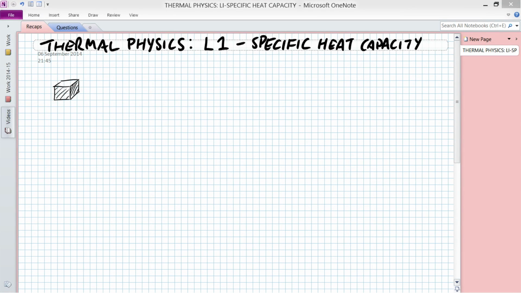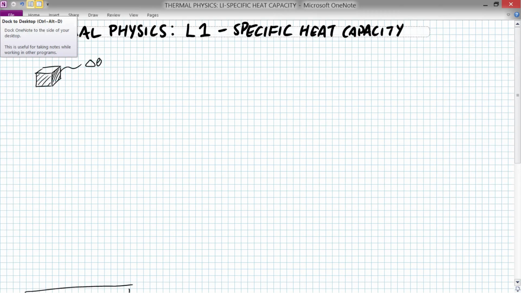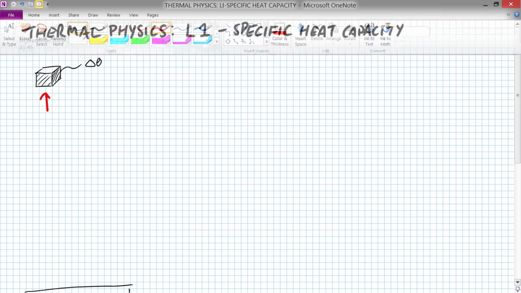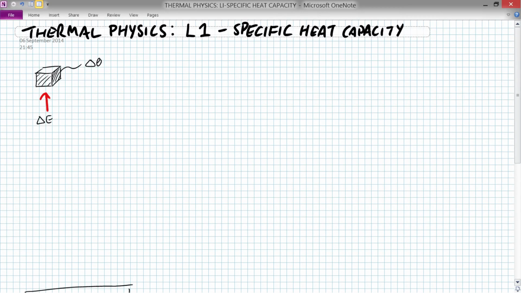Hey guys, so this week we looked at thermal physics and we started off by looking at specific heat capacity. And what we were interested in was what temperature change, so delta theta, do we get when we input some thermal energy into a material. So our thermal energy in this case, as we said, was delta E.